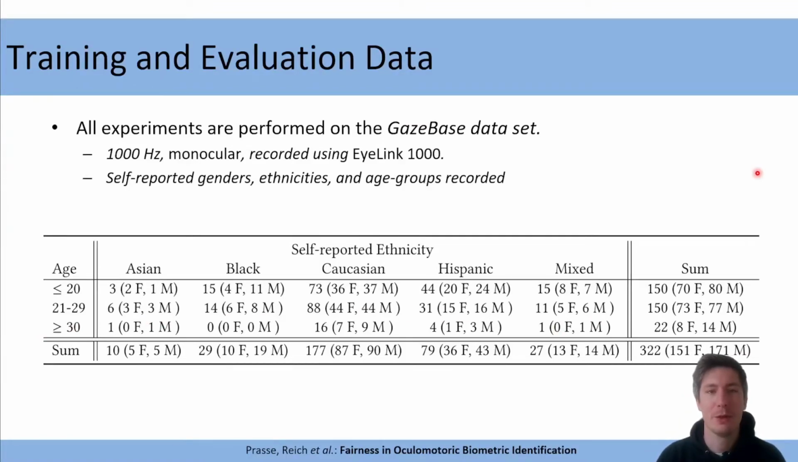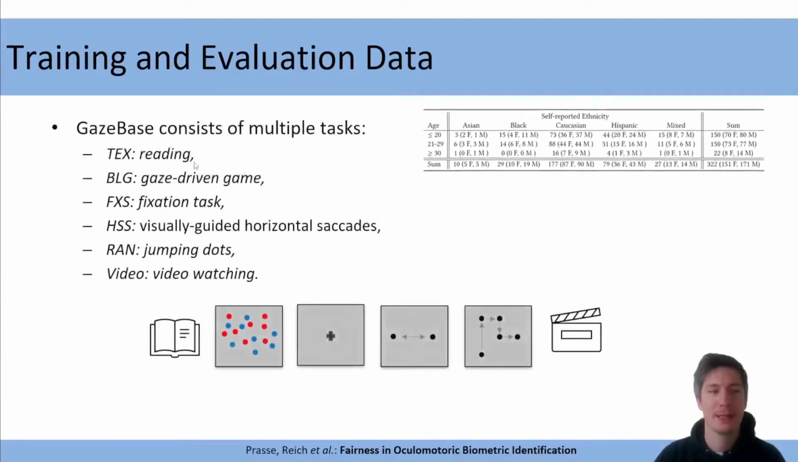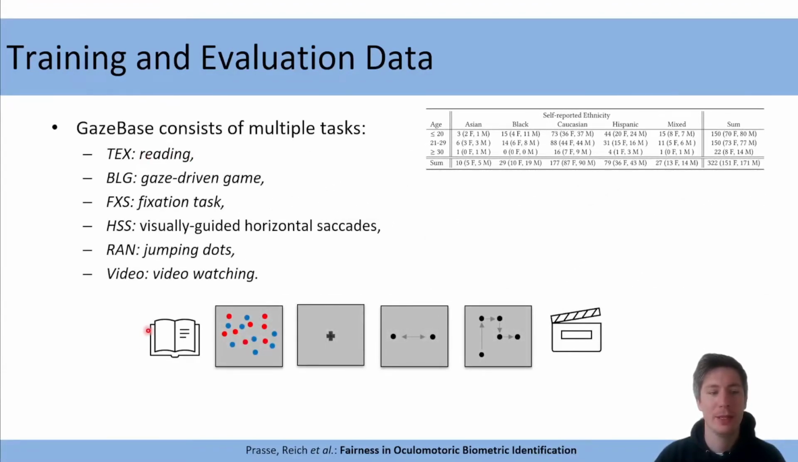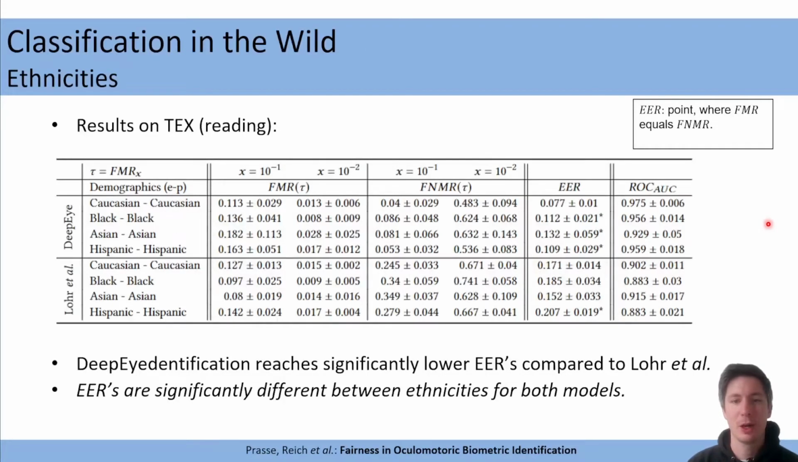But gaze-based is not only one task. Gaze-based is a recording of 6 different tasks: a reading task, a gaze-driven game, a fixation task, a horizontal saccade task, a jumping dots task, and video watching. Let's at first have a look at the performance of both biometric models. A commonly used metric to measure the performance is the equi-error rate, the point where the false matching rate equals the false non-matching rate. Since both models are performing best on the reading task, we are only concerned with that task.